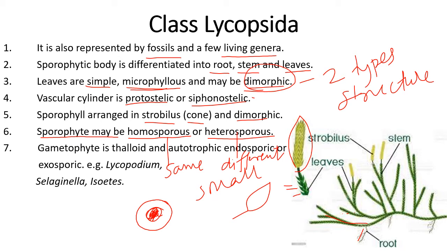So Lycopodium itself is example of homosporous pteridophyte. Selaginella and Isoetes are examples of heterosporous pteridophytes.